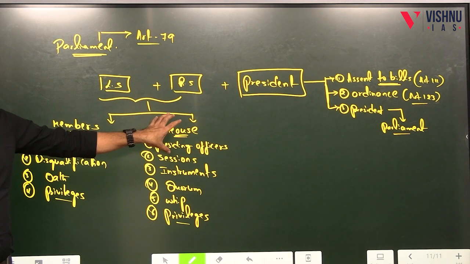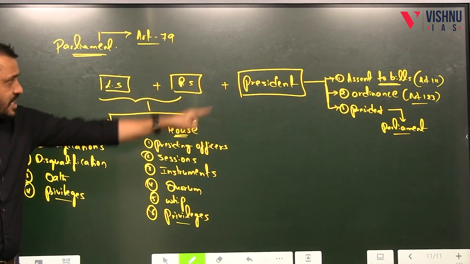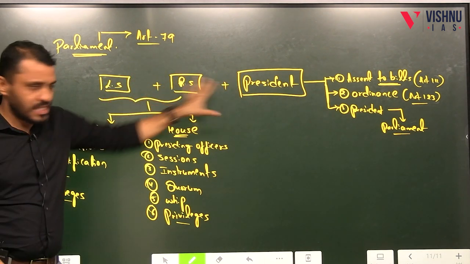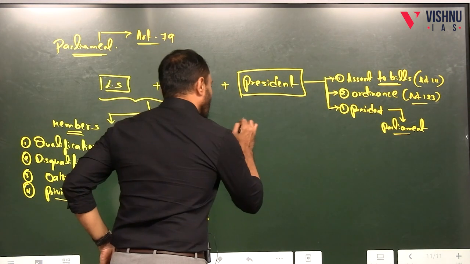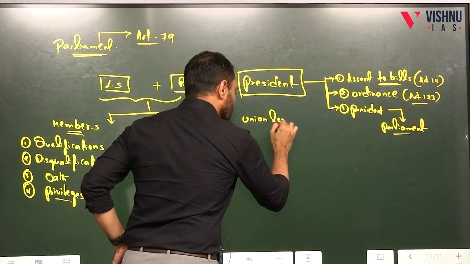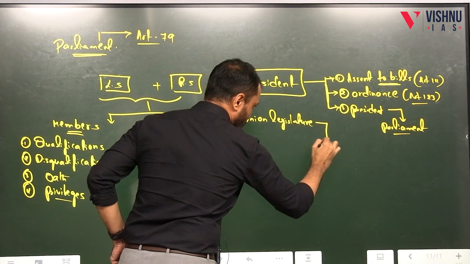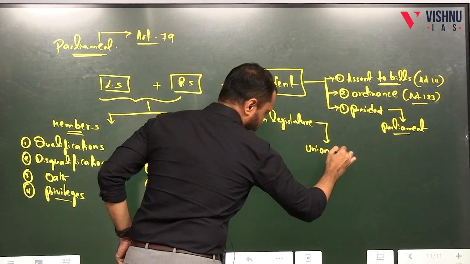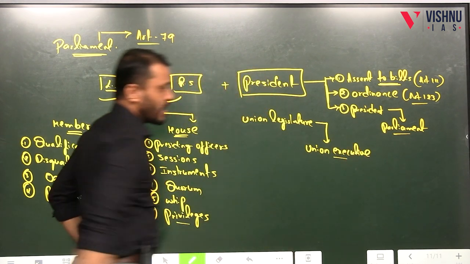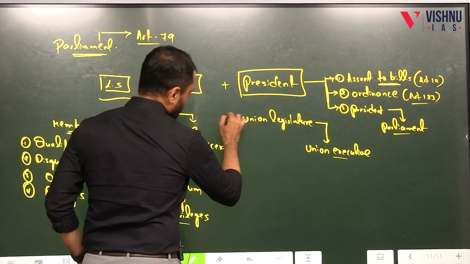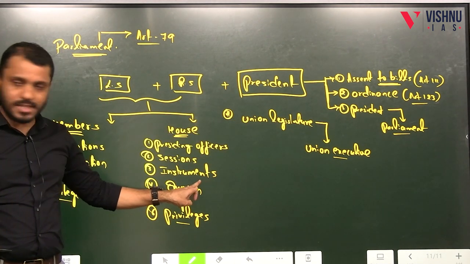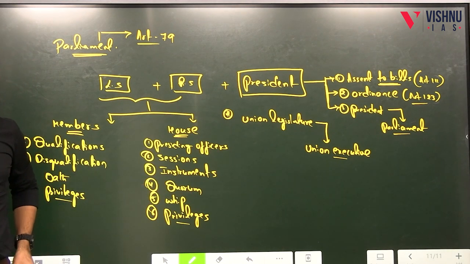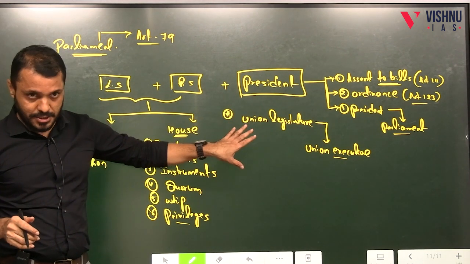Once these areas are done, this entire thing together is known as the Legislature. Lok Sabha and Rajya Sabha together are known as the legislature. Then we have to discuss how the union legislature controls the union executive, how Parliament will control the government. This will be covered in the instruments, like asking questions, or introducing the no confidence motion, which means we don't have confidence in the government. In this way, the legislature will control the executive.